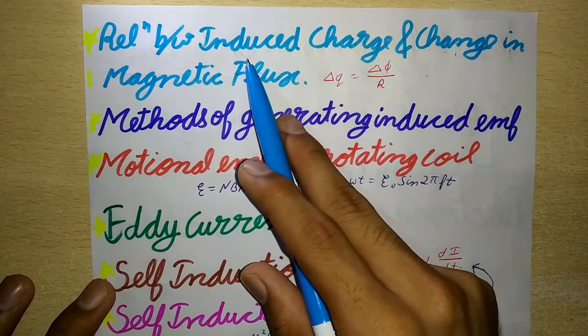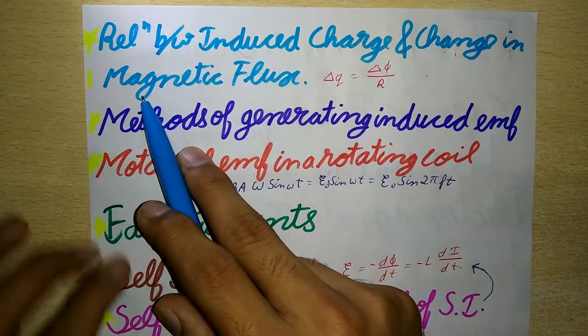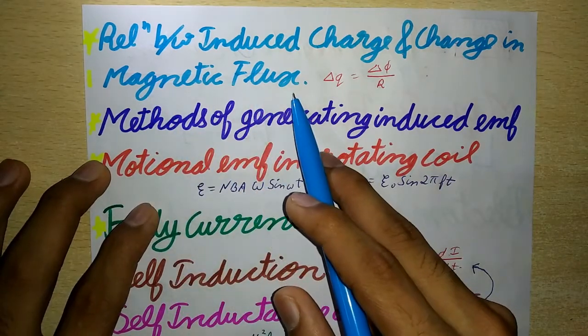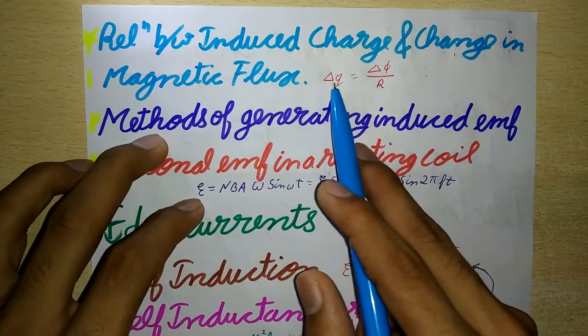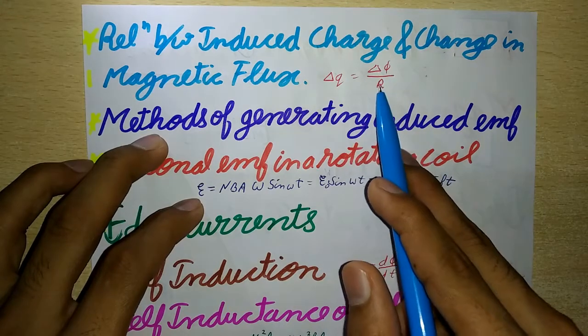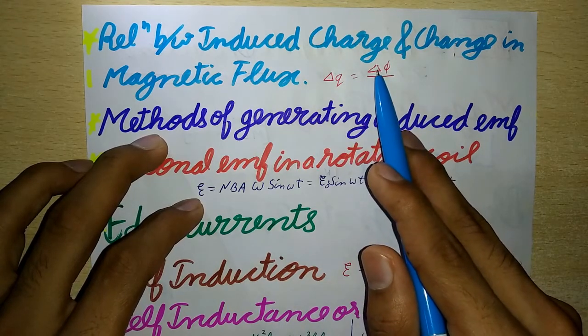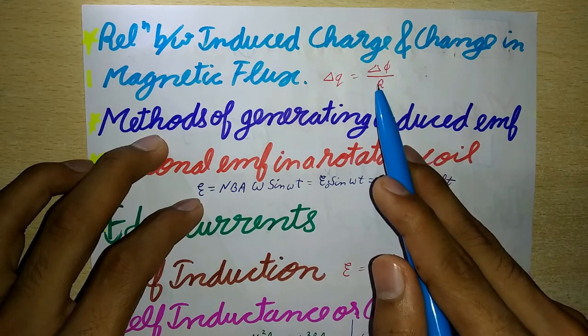Next is the relationship between induced charge and change in magnetic flux, which is given by del q is equal to del phi upon R, which is equal to net change in magnetic flux upon resistance.